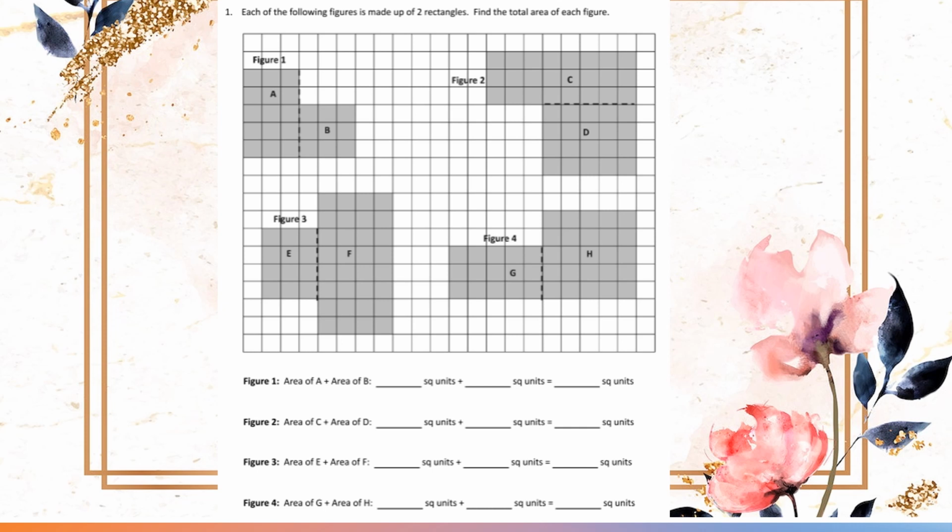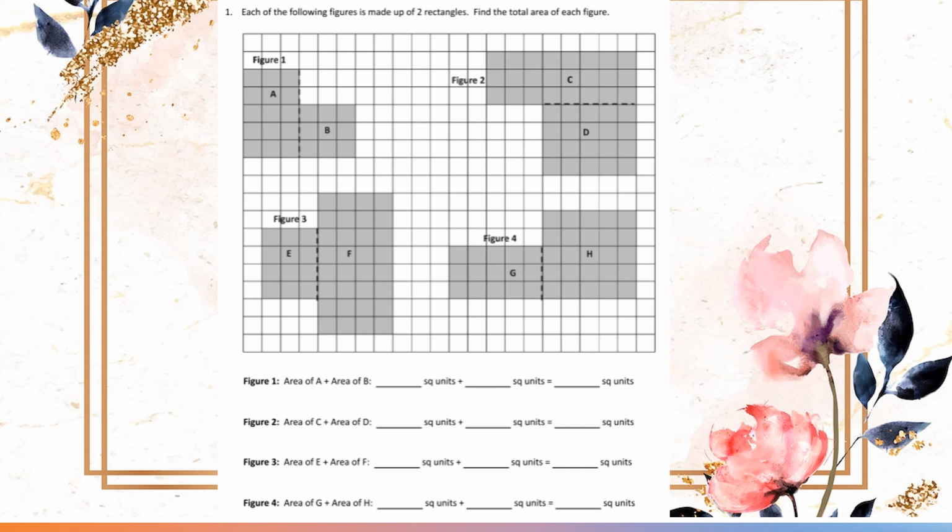So let's start by looking at figure 1. Figure 1 is made up of rectangle A and rectangle B. First we have to find the area of rectangle A, and then the area of rectangle B, and then we have to combine their areas, or add them together, to get the total area of figure 1. Let's go ahead and get started.